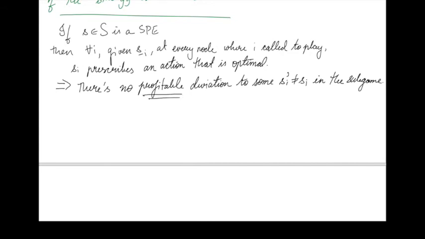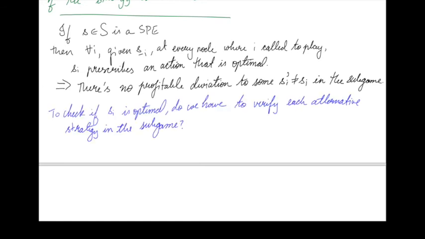So it would give him a higher payoff. And this is what it means for S to be a subgame perfect equilibrium. In order to check whether there exists a profitable deviation or not, do we need to check all possible contingent plans for the subgame? That would be a lot of things to check.